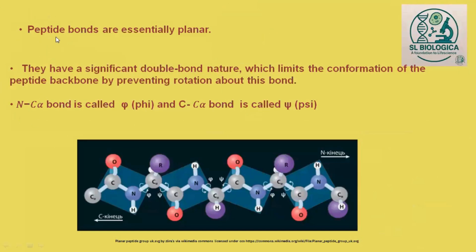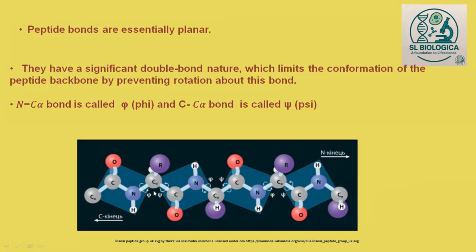Then let's discuss the peptide bond. Peptide bonds are essentially planar in nature. These amino acids are connected by a peptide bond. This peptide bond is planar in nature. It has a significant double bond character, which limits the conformation of the peptide backbone by preventing rotation about this bond. And it is represented by two dihedral angles.